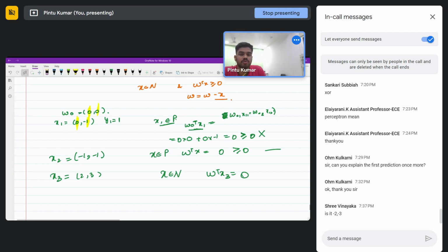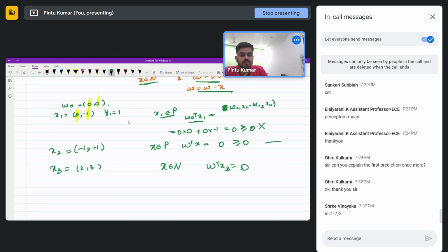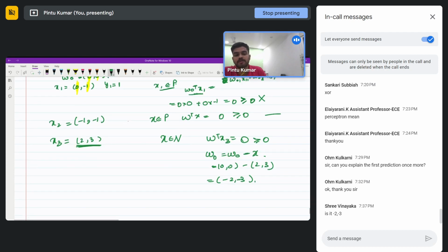Now if you look at the condition, if my x was from negative and W transpose x is greater than or equal to 0, then I should change my W to W minus x. Because this is greater than or equal to 0, the new W is W naught minus x. X is (2, 3) over here, so this becomes (0, 0) minus (2, 3), which is (-2, -3). This is one update step that we have right now.